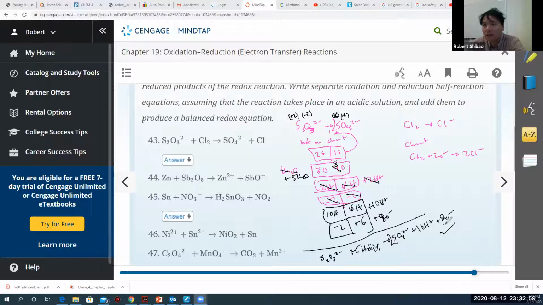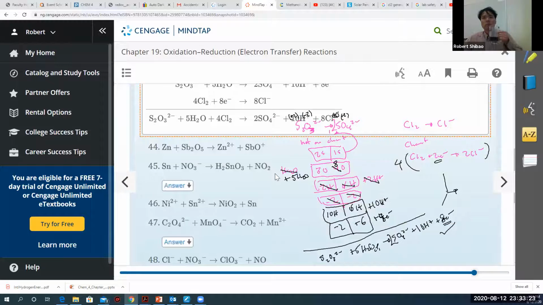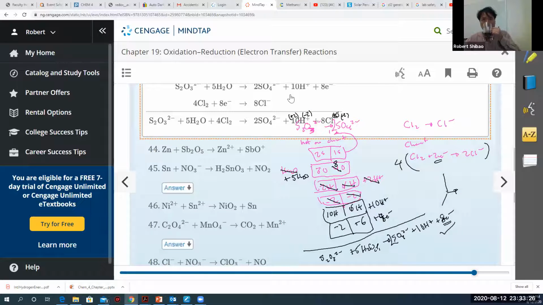And so here we have 8 electrons. Here we have 2 electrons. So I need to multiply this one by 4. And so that'll make 8 electrons here on the left and 8 electrons here on the right. We'll combine these two, add them up, and that will give us the net redox. And so that's going to be shown here. Let's take a look. So this is the equation we just generated. This is the equation from the book, multiplied by 4, add them up, and that gives us our net redox.